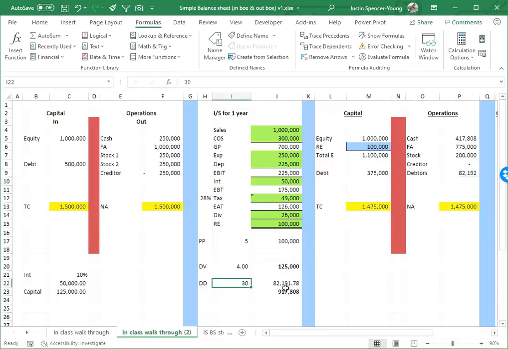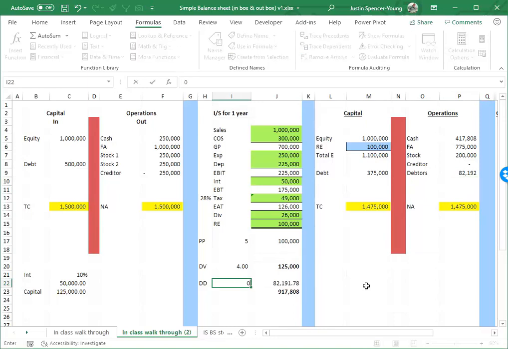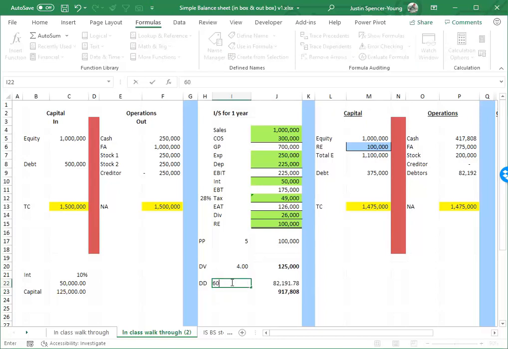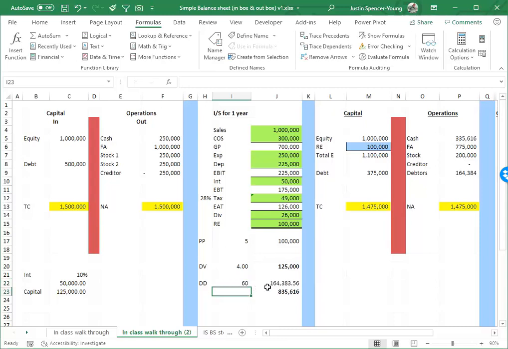We can say, what if customers, instead of paying us on 30 days, paid us cash? That means our debtor days would be 0. And there you see, you've got no debtors outstanding, your debtors is 0, and you're receiving R1,000,000 in cash. 30 days, that was the scenario we just had. Now what if customers took 60 days to pay us? Well, there will be a bigger debtors amount. Customers would owe us more, and our amount of cash on the balance sheet would be less because we haven't been paid.